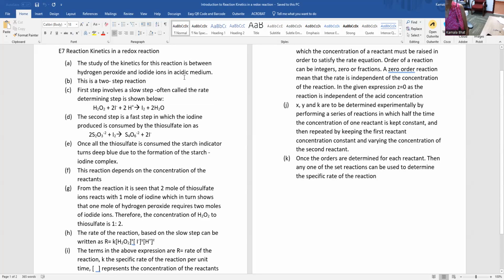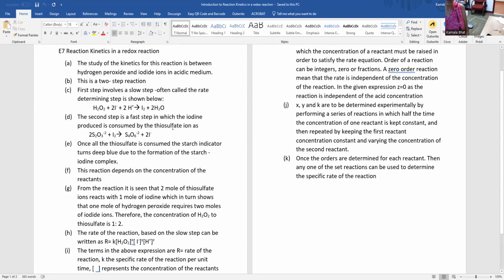This is a two-step reaction. The first step involves the reaction between hydrogen peroxide and the iodide in presence of acidic medium to yield iodine and water molecules. The second step is a fast step in which the iodine produced is consumed by the thiosulfate to produce the tetrathionate ion and the iodide ion.